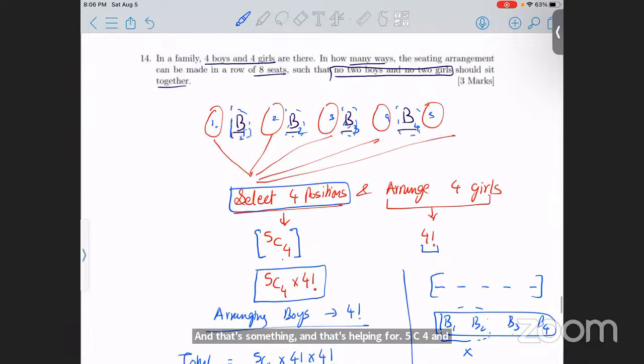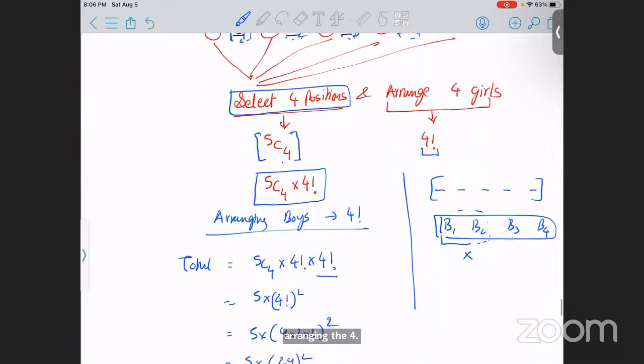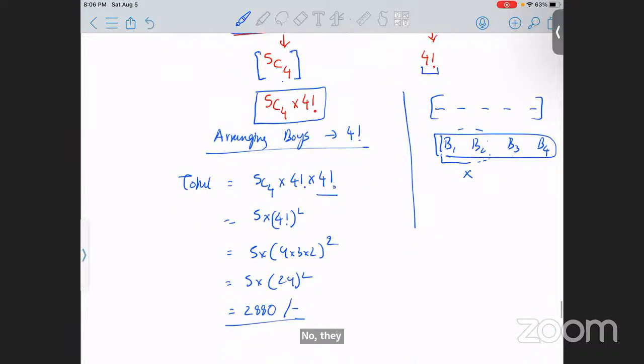Now there are boys also. Boys can also be arranged. So we have to multiply by 4 factorial: 5C4 into 4 factorial and into 4 factorial.